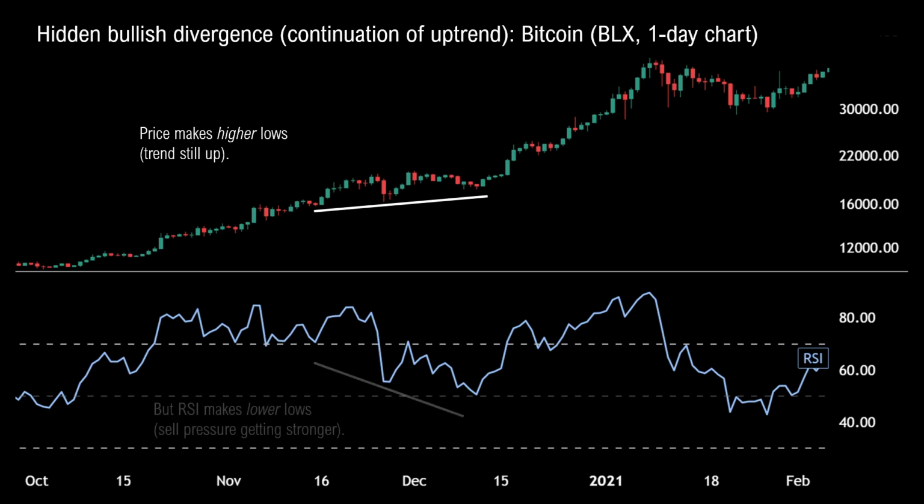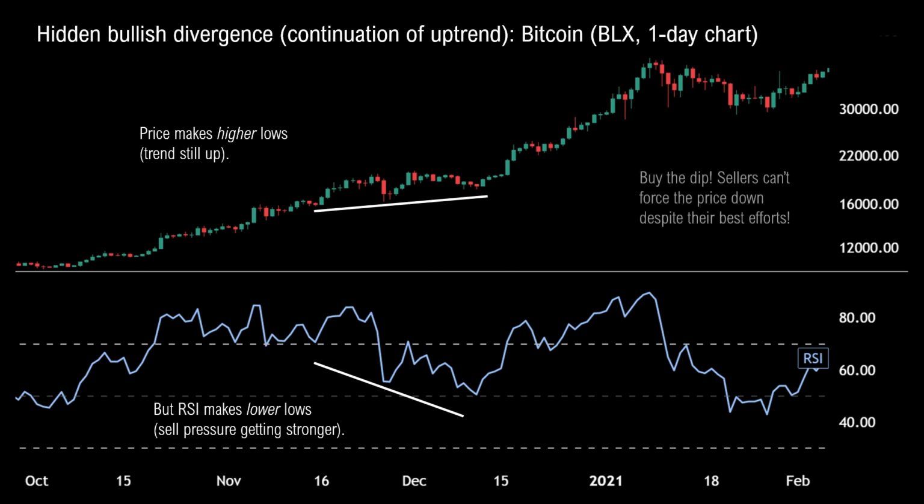Notice how it was making lower lows while the price was making higher lows. In other words, sell pressure was getting stronger. But despite sellers throwing as much pressure as they could on the price, it still made a higher low. In other words, the sellers were getting stronger, but not strong enough to force the price down. That's what we call hidden bullish divergence, and it's a potential sign to buy the dip while the price is already in an uptrend.